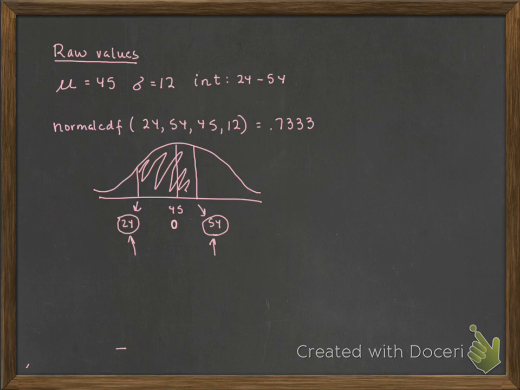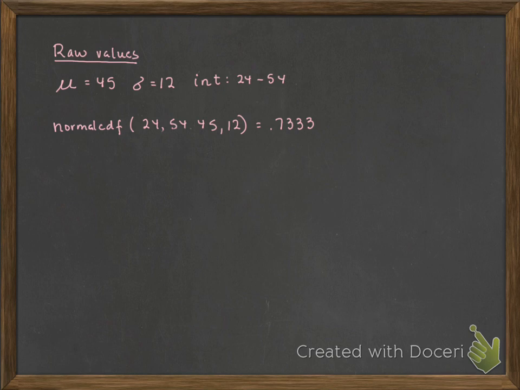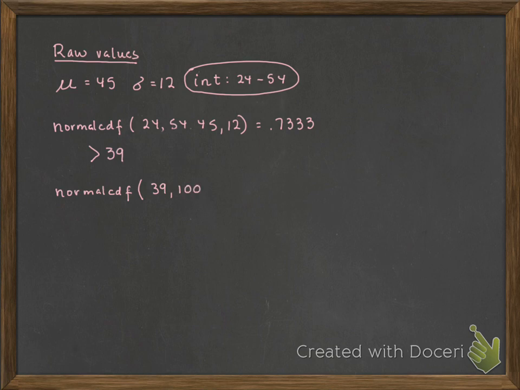So now what we're going to do is erase this here, and we will do part 2 of that. So we are looking at more than 39 minutes, okay? So part 1 was between 24 and 54, and part 2 is greater than 39. Because we're using raw values here, you don't need to worry about the 1 minus, okay? Your interval starts at 39 minutes, goes on into however many minutes. We're putting 10,000. Your mean is 45, and your standard deviation is 12.